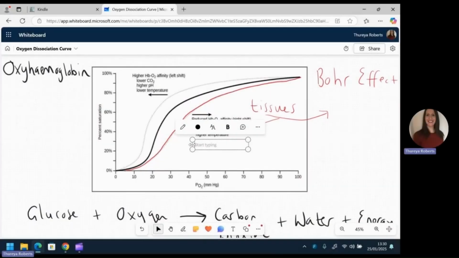We've also got a molecule called 2,3-bisphosphoglycerate, or it gets called BPG for short. You might also hear it referred to as 2,3-diphosphoglycerate. We call it 2,3-BPG for short.